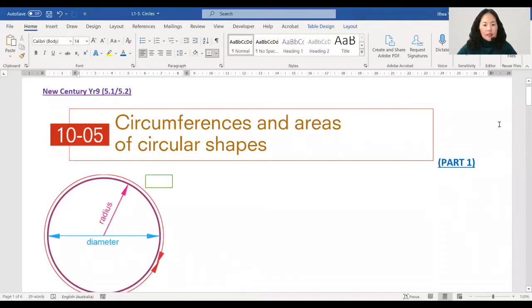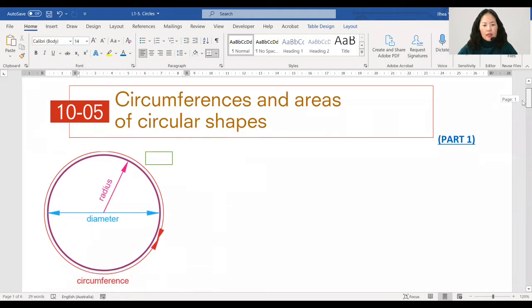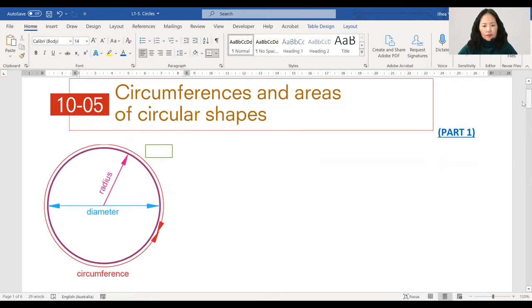Okay, today's lesson is circumferences and areas of circular shapes from New Century Year 9. Now, before I start, I just want to go through some basics about circles, just the three parts in a circle. With a circle, we have diameter.